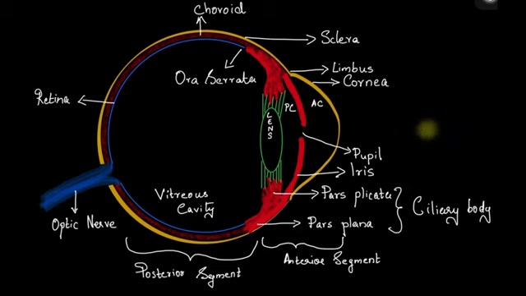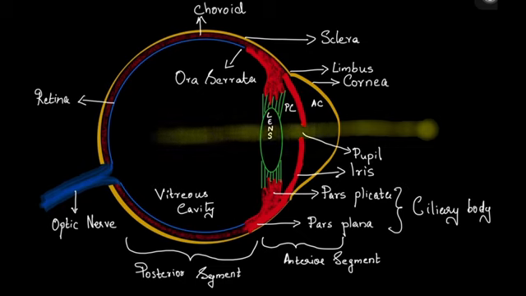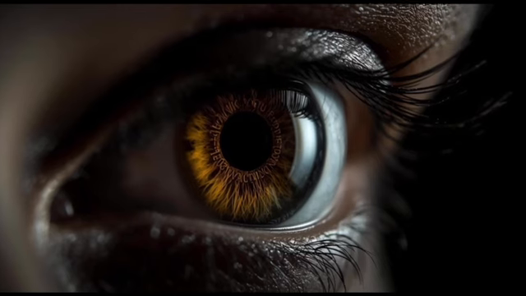Now we shall see what happens when light enters the eye. It passes through the clear cornea, the clear aqueous, through the pupil, through the clear lens, and through the clear vitreous, and finally reaches the retina. There, these photons are converted into electric signals which pass through the optic nerve and reach the brain, and the brain interprets what we see.